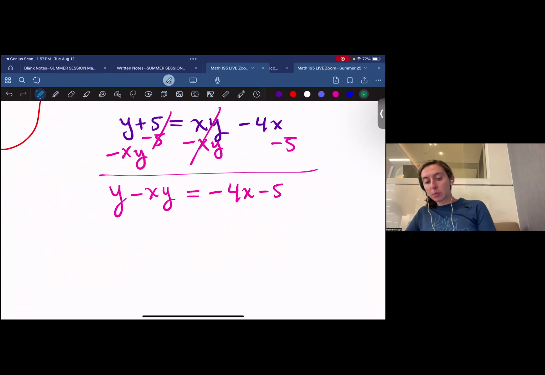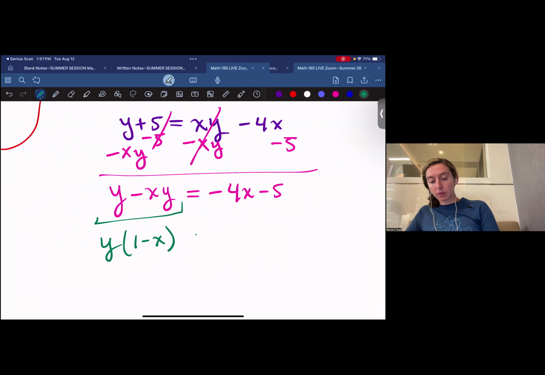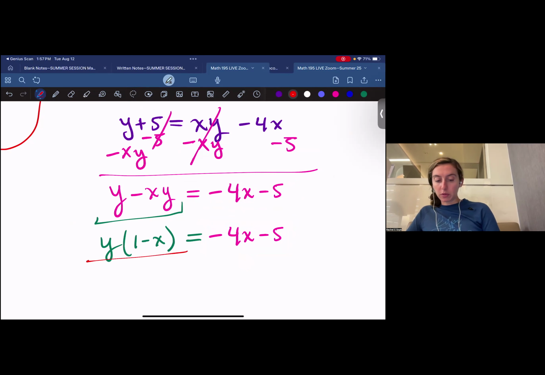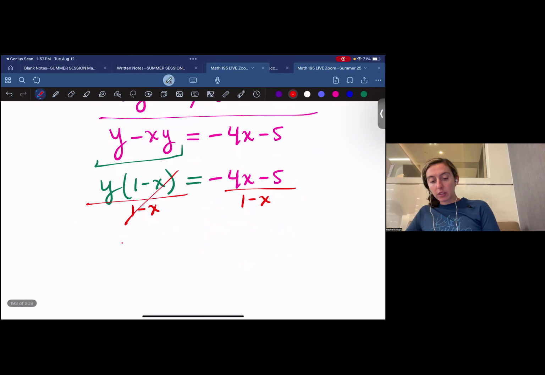And so at this point, you can clearly see that you can factor out a y on the left-hand side. And when we do, we're left with 1 minus x in our parentheses. And we don't have to touch that right-hand side. Now, our last step before we put it into proper inverse function notation is we want to isolate that y, and we'll simply do that by dividing both sides by 1 minus x.